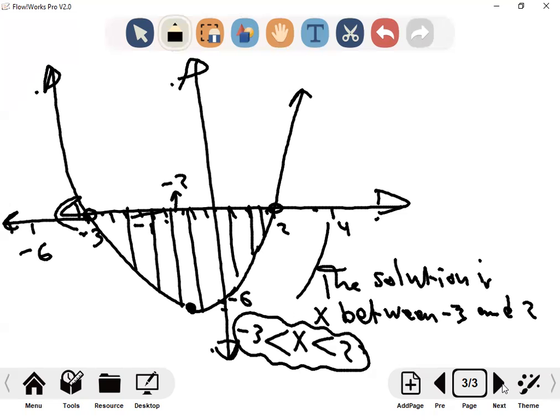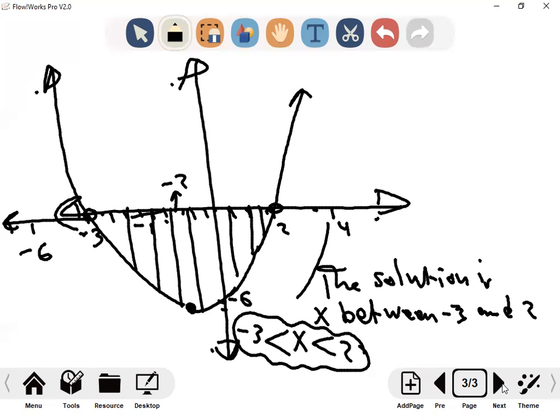Here we graph the inequality itself. But here we solve the inequality. We found the values for x. There we graph the inequality. Here we solve the inequality. Anything else? Thank you.